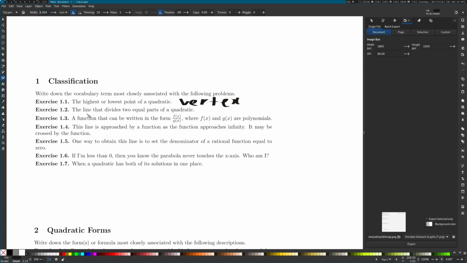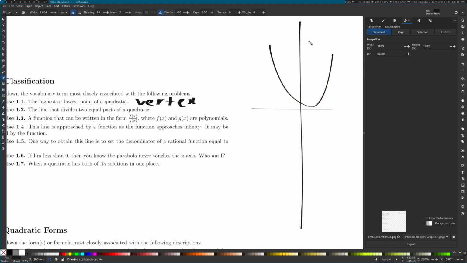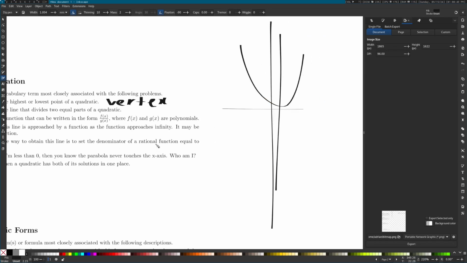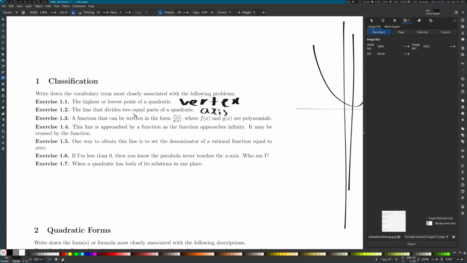Okay, next one. The line that divides two equal parts of a quadratic. Axis of symmetry? Yep, that is the axis of symmetry. Okay. A function that can be written in the form f of x divided by g of x, where f of x and g of x are polynomials. Rational? Yep, it's a rational.